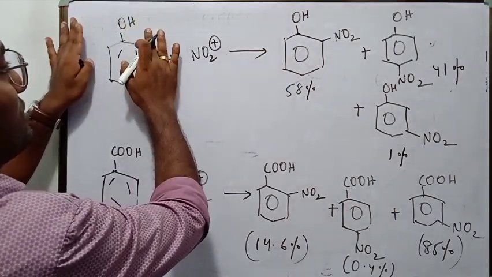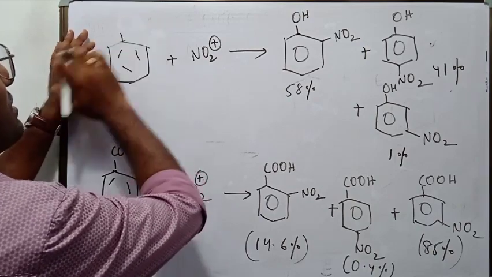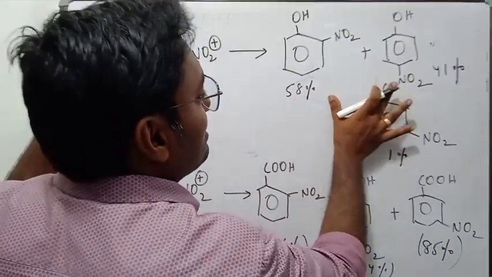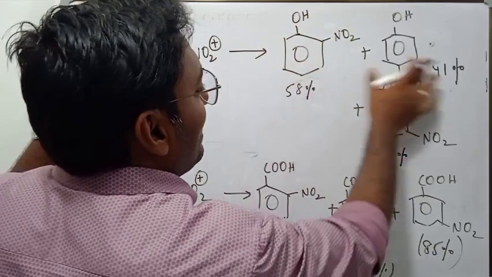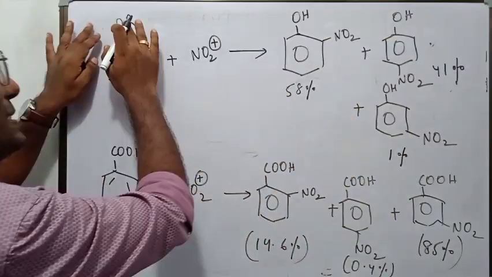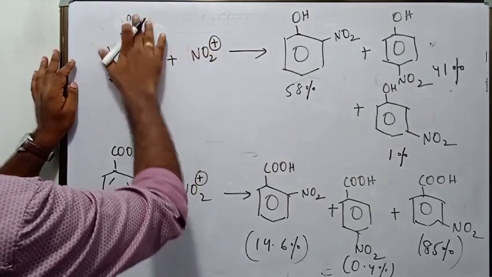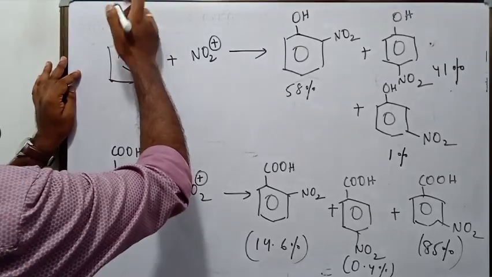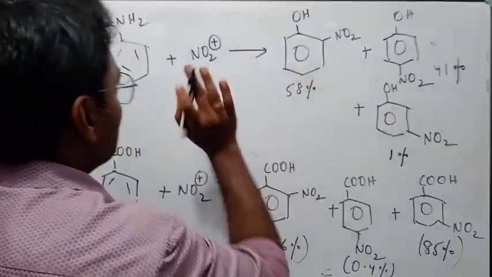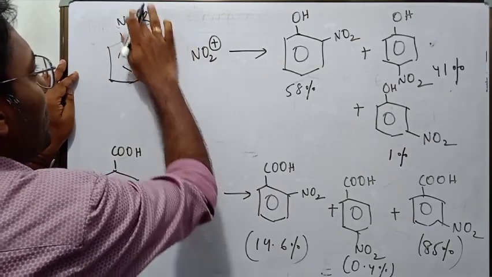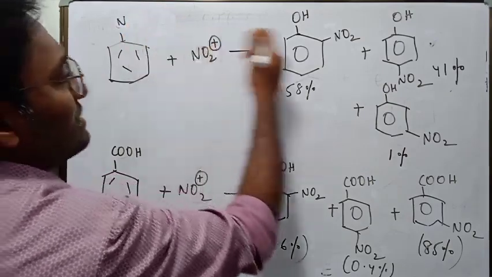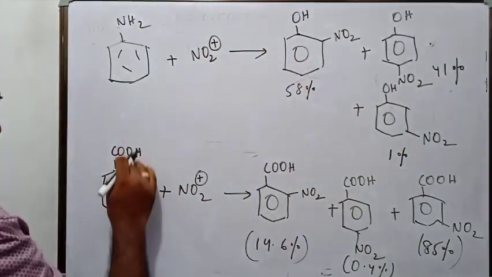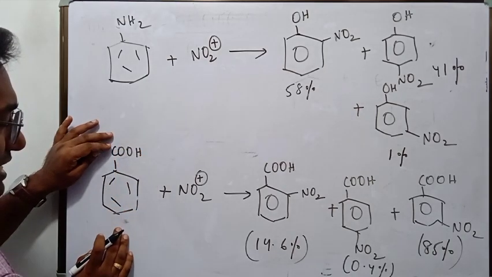Let me try out other things also here. If I am replacing OH, taking S as OR, I get the same kind of results where ortho isomer and para isomer are the major products. If I am replacing it with O minus, I get the same kind of results. If I am taking NH2 here, same kind of result. NHR, NR2, same kinds of results where ortho and para isomers are the major products. Now let's come to this other category.